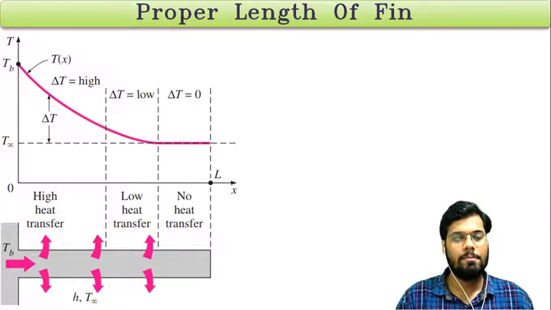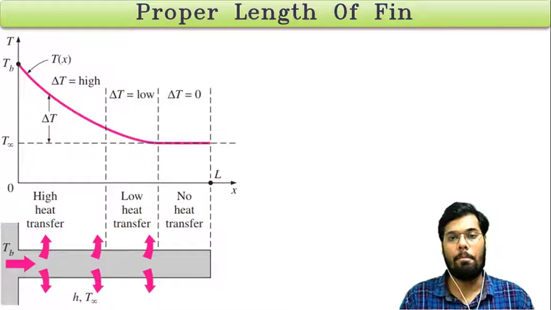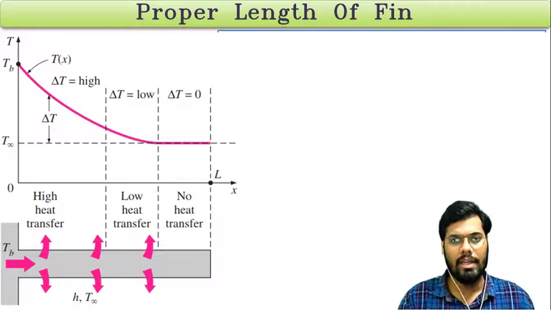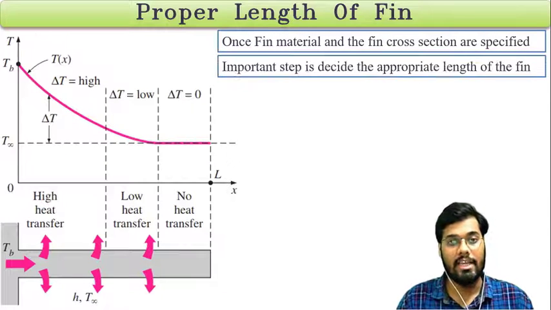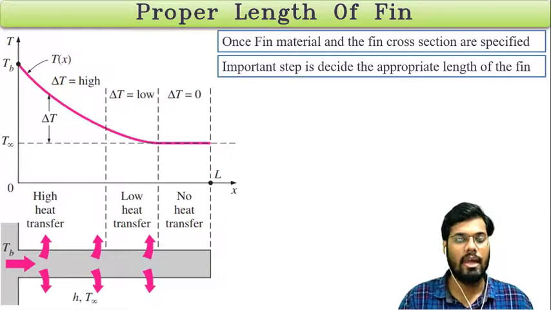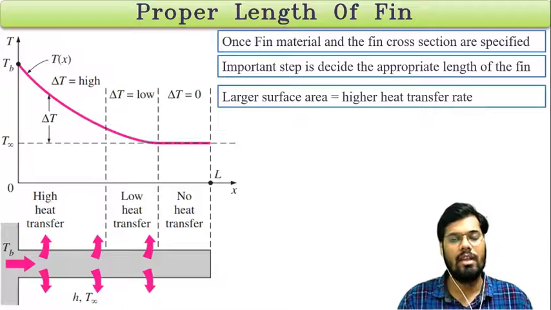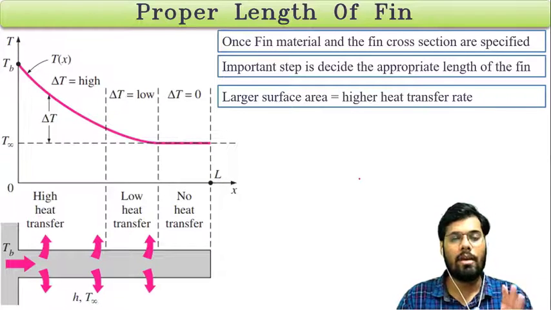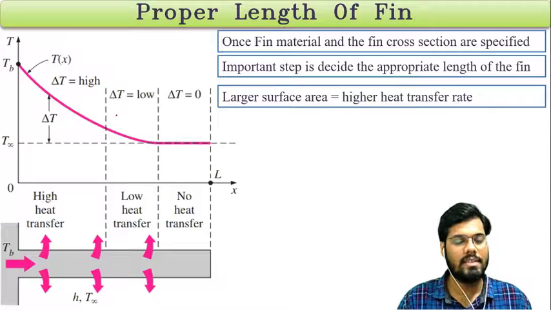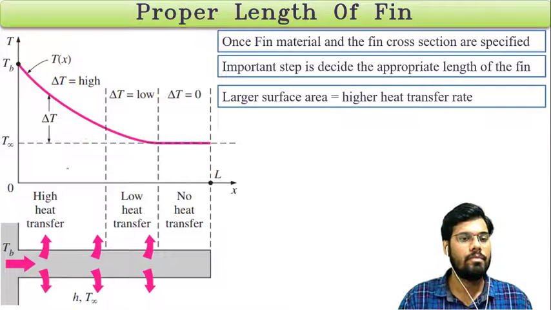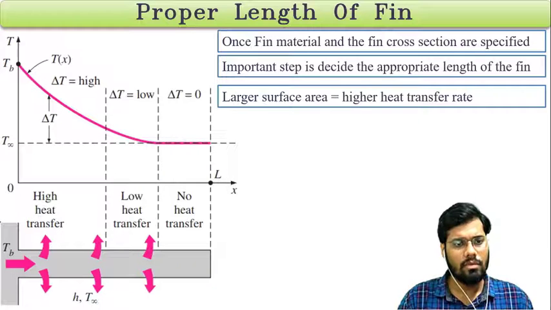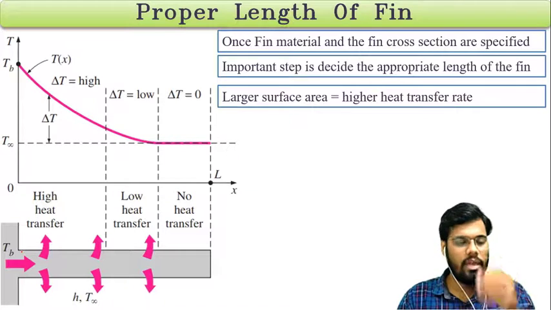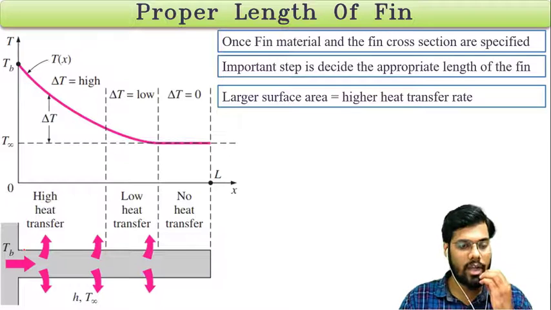Now let's discuss the most important topic: how to decide the proper length of the fin. Once the material and cross section of the fin are defined, the next step is to define the appropriate length of the fin. As we know, the larger the surface area, the higher the heat transfer rate. But how to decide the proper length of the fin? From this diagram, we can see a temperature versus length diagram. This is our base wall whose temperature TB is too high compared to the environment, and one fin is attached to this wall to enhance the surface area and increase the heat transfer rate.